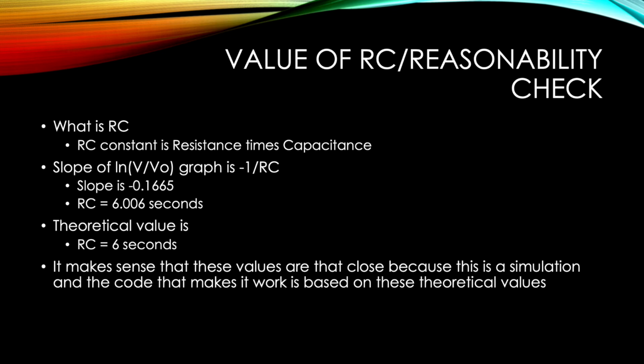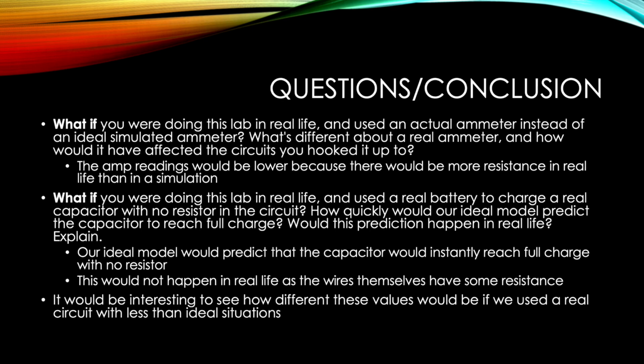For a reasonability check, it makes sense that these values are close, because this is a simulation and the code that makes it work is based on these values. If I did this lab in real life, the ammeter readings would be lower because there's resistance we don't account for in the wires. In our ideal model, the capacitor seems to instantly reach full charge in a circuit with no resistor. This wouldn't happen in real life as the wires themselves have some resistance.